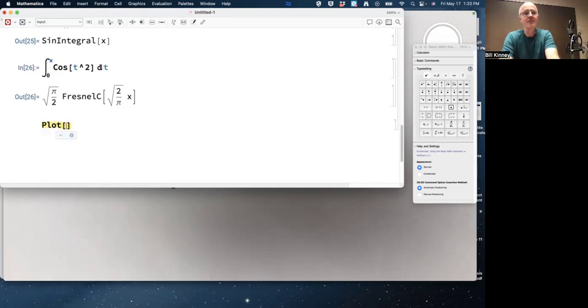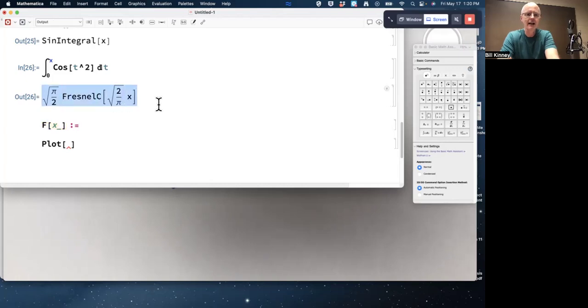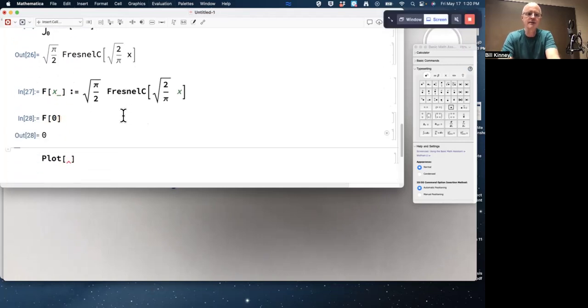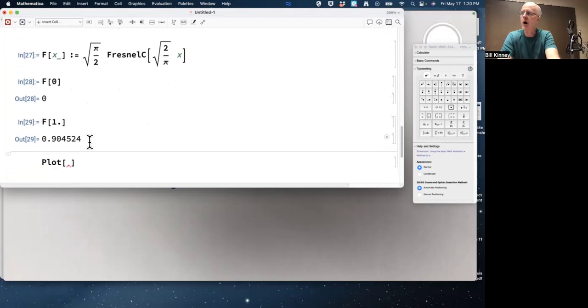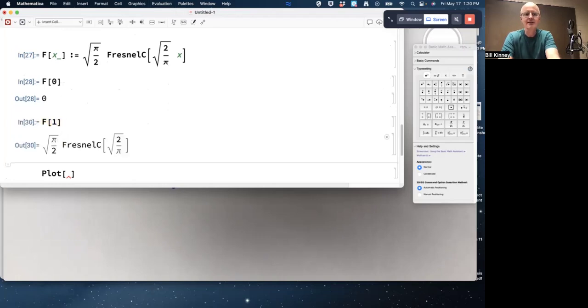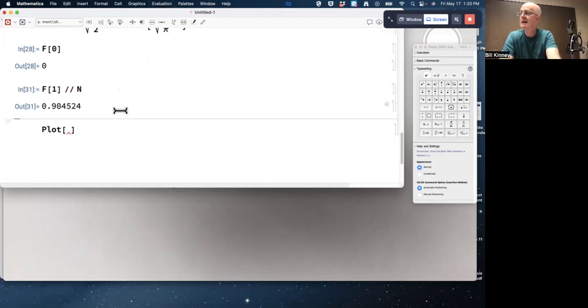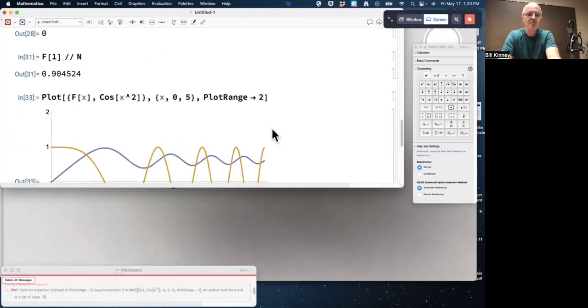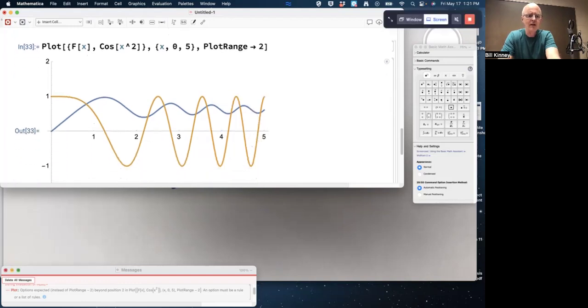It can be plotted, by the way. You can define it to be your capital F of x here. I can copy and paste this here, and I can enter that. I can evaluate it at numbers. F of 0 is 0. F of 1 approximately is 0.904524. The decimal in there just gives me a numerical approximation. If I get rid of it, it's not so helpful. I could also do slash capital N. I could plot it along with cosine of x squared even. What do we have here?